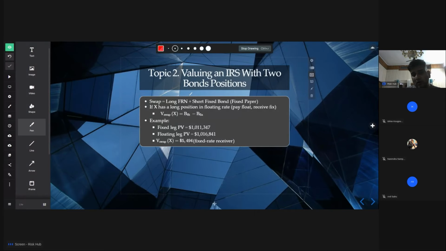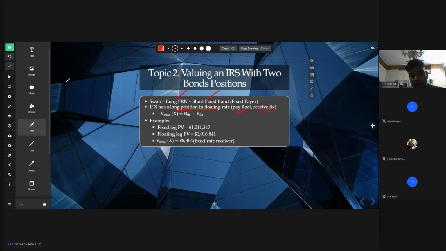You have a long FRN, you have a short fixed bond. If X has a long position in floating, you're the buyer of a floating, so you're paying float and receiving fixed. We are trying to find out whether the value is positive or not. Your long position in floating means you are paying float. That's what is happening.